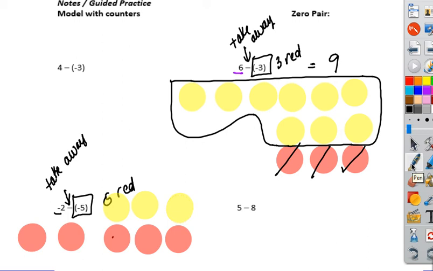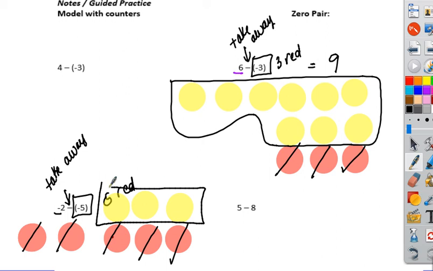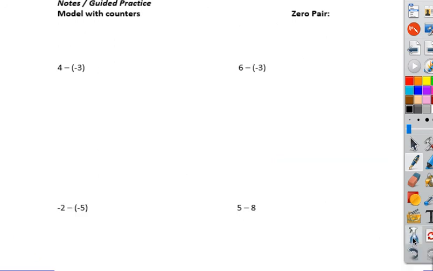And then I go back to my question. Can I take away 5 reds? Those 5 reds are going away, and now I am left with a positive 3. Again, these are difficult, so follow me on the chips and the 0 pairs. I'm going to erase these so that I can look at this last problem, and I'm going to again start out by putting in my 5 yellow chips, so 1, 2, 3, 4, 5.